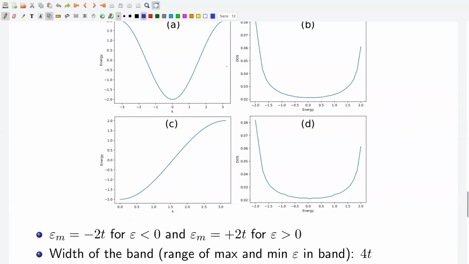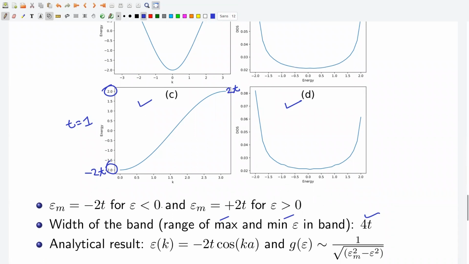From our code, we obtain the energy dispersion and density of states for a 1D lattice having 2000 atoms. We have used T equal to 1 and the band minima and band maxima has a value of minus 2t and plus 2t. The width of the band is equal to 4t. The width is defined as the range of maximum and minimum energy in the band.